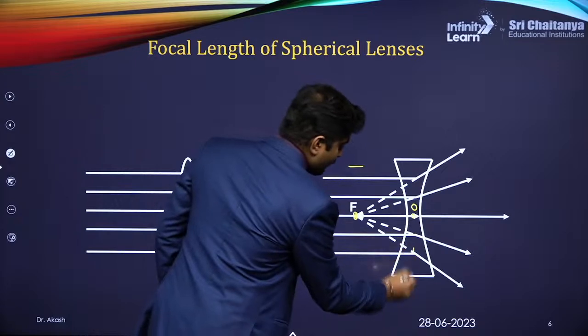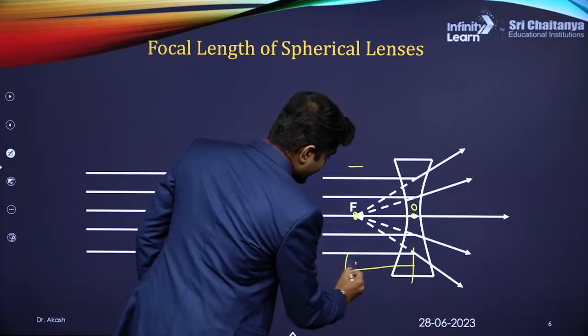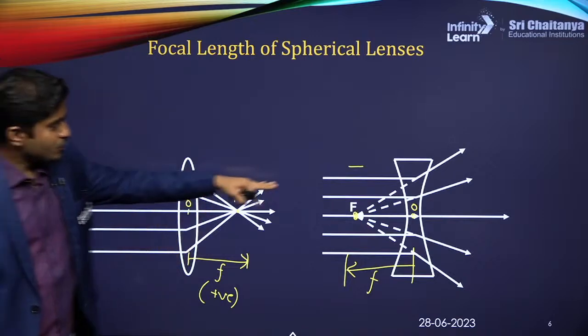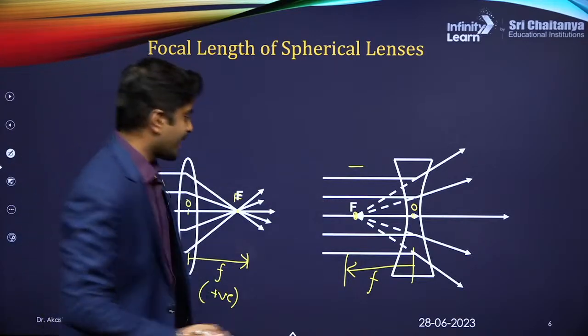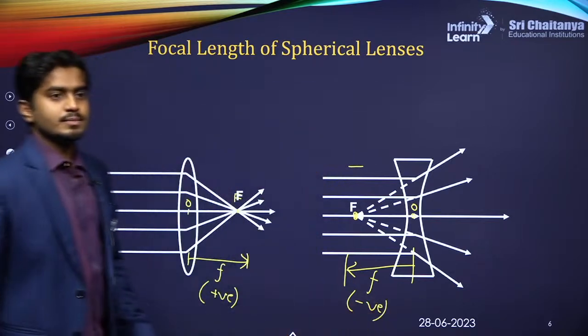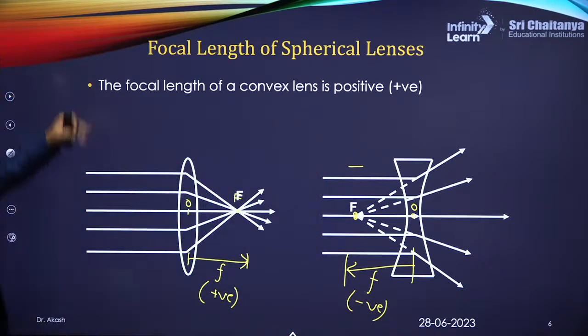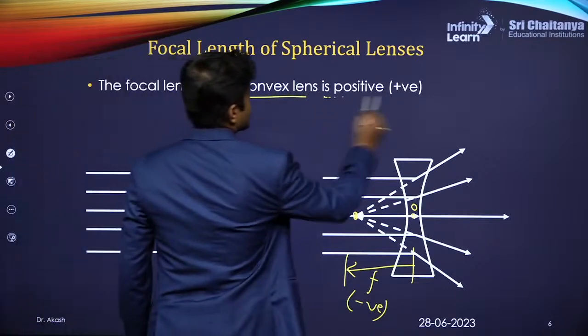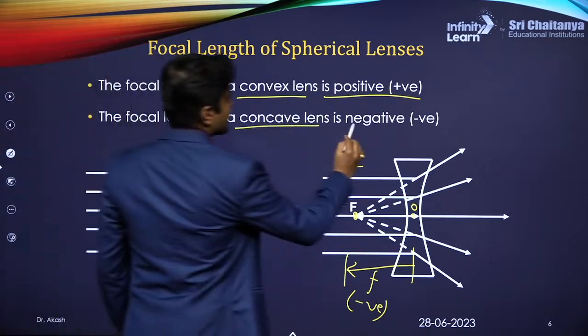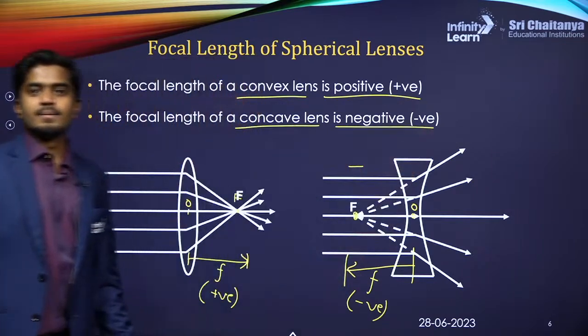So we measure the focal length towards the left. There is a focal length measured towards the left, so the focal length here is going to be negative. So this is the negative focal length, right? The focal length of a convex lens is positive and the focal length of a concave lens is negative.